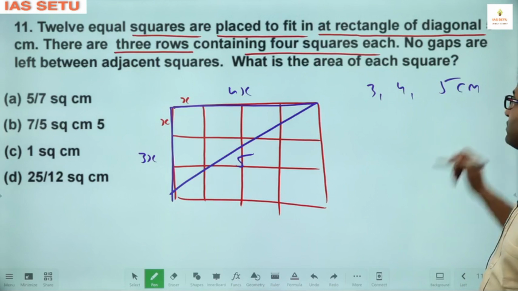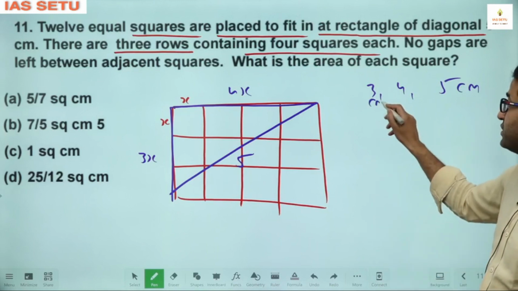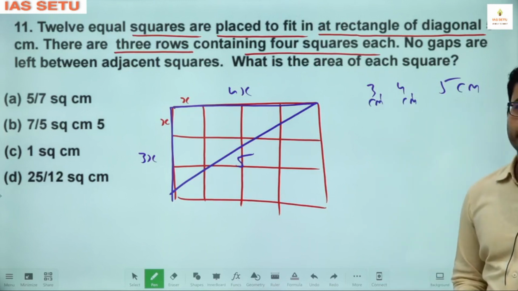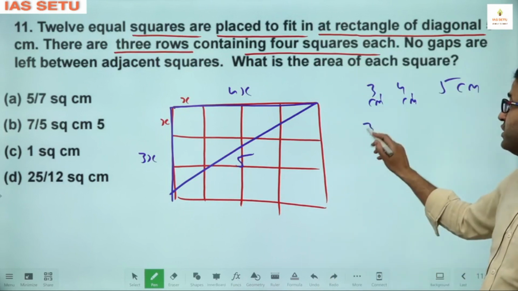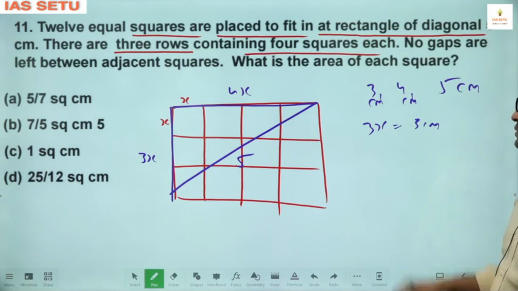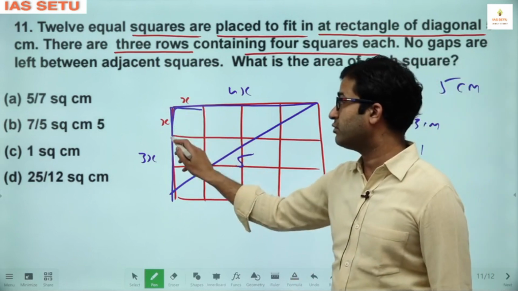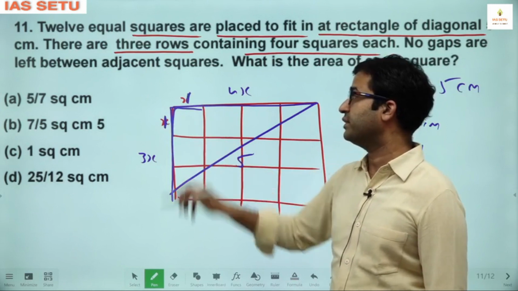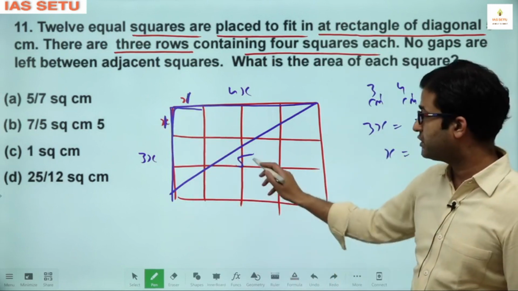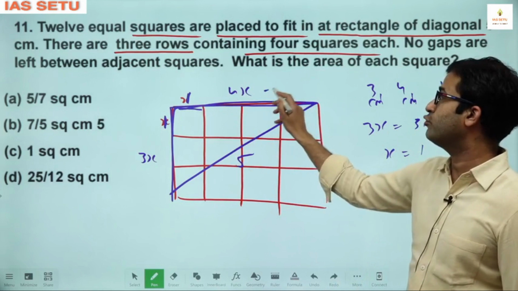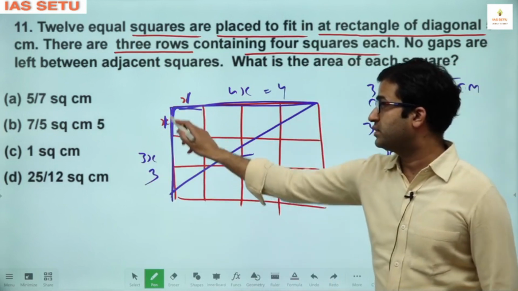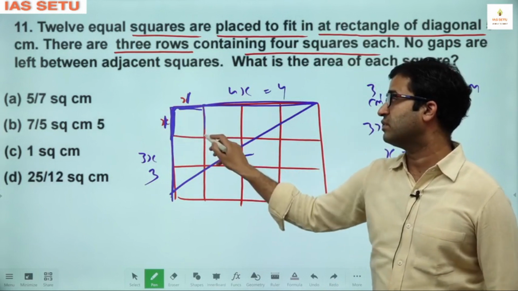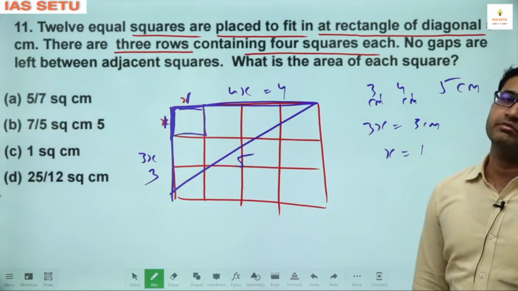So if the diagonal is 5 centimeter, the sides have to be 3 centimeter and 4 centimeter. You should memorize that triplet 3, 4, 5. So this 3x is 3 centimeter, so the value of x is 1 centimeter. So actually we have squares of dimension 1 centimeter by 1 centimeter. This total is 4 centimeter and this total is 3 centimeter, so the side of the square is 1 centimeter.